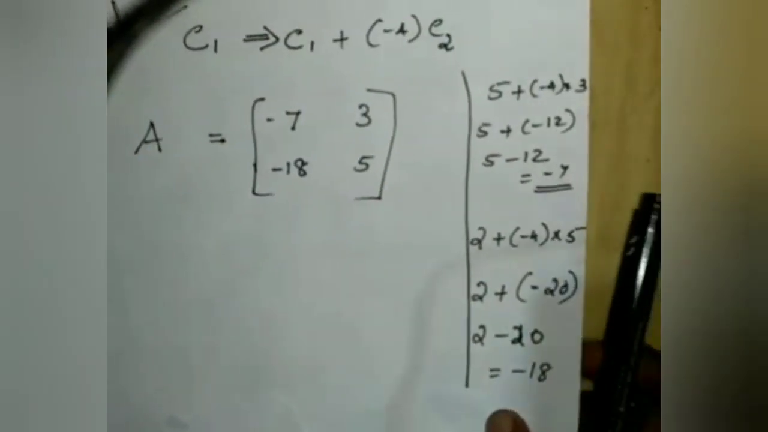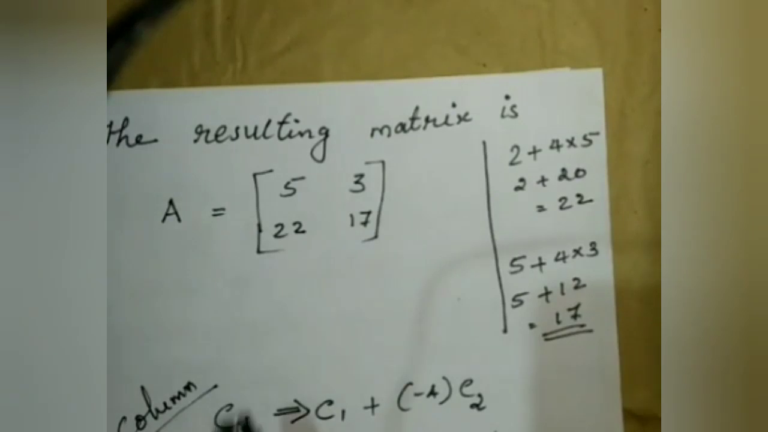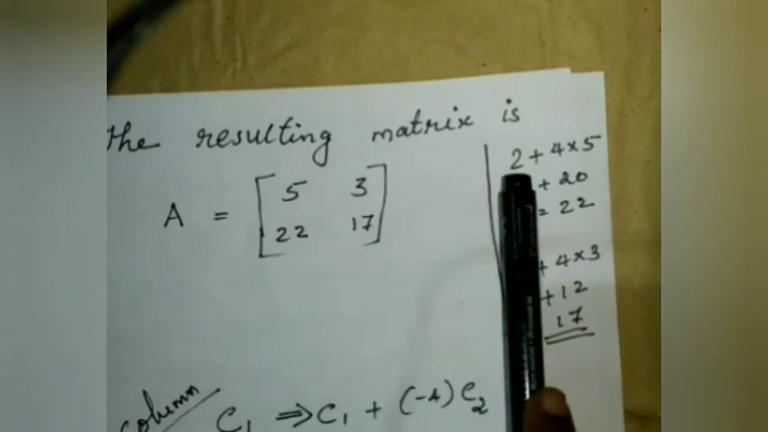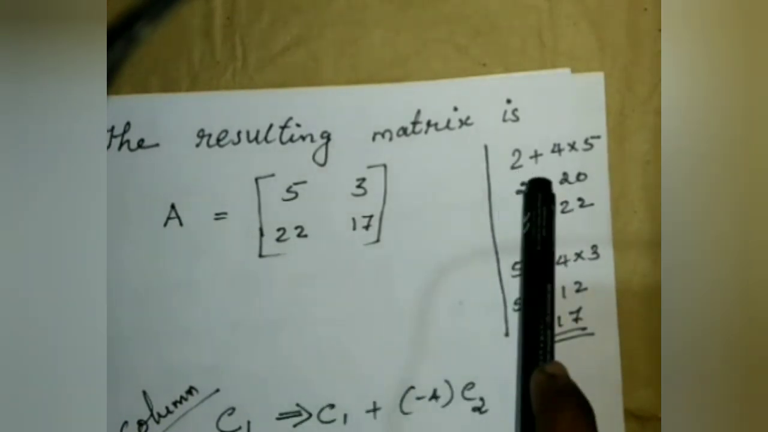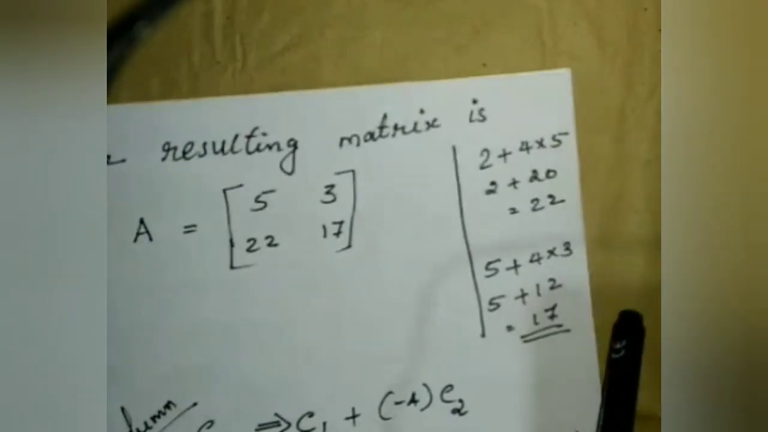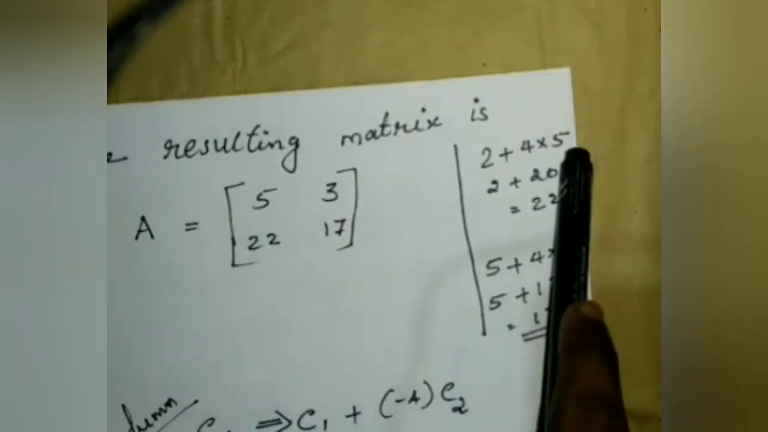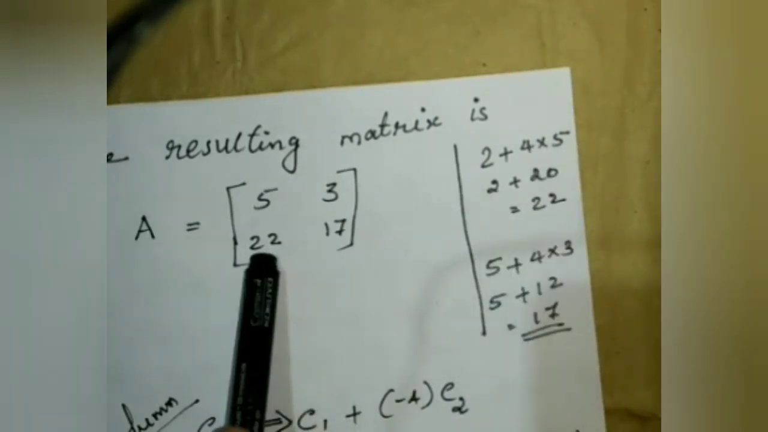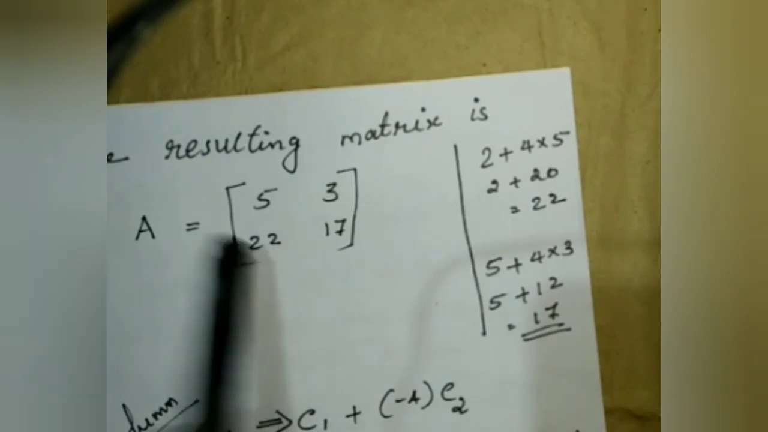The inverse of the matrix by row and column transformations, again R2 implies R2 plus 4R1. Therefore, in the resulting matrix, the first row has no change, only the second row has the change. That is, the second row, first element is 2 plus 4 into R1's first element, which is 5. That is 2 plus 4 into 5, 4 fives are 20, 20 plus 2 is 22.